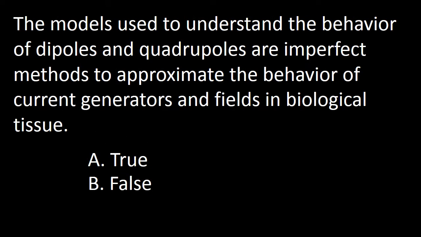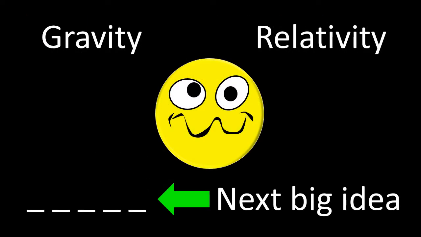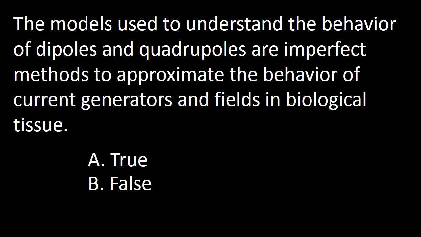Next question. The models used to understand the behavior of dipoles and quadrupoles are imperfect methods to approximate the behavior of current generators and fields in biological tissue. A true, B false. In the same fashion that gravity explains the behavior of certain elements in physics but not others, and relativity explains some phenomena but not others, the models we have just represented are tools that allow us to understand and make rational decisions regarding neurophysiological findings. They certainly do not explain all, nor do any of them fit every circumstance encountered during neurophysiology. So the answer to this question is true.